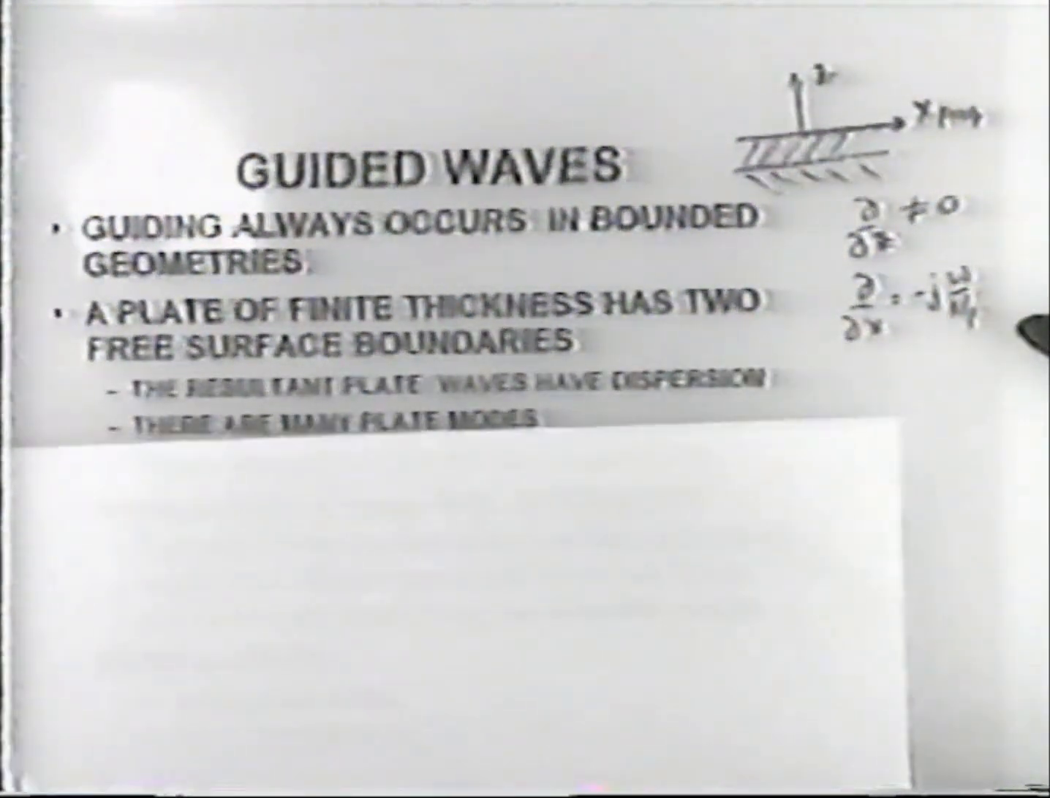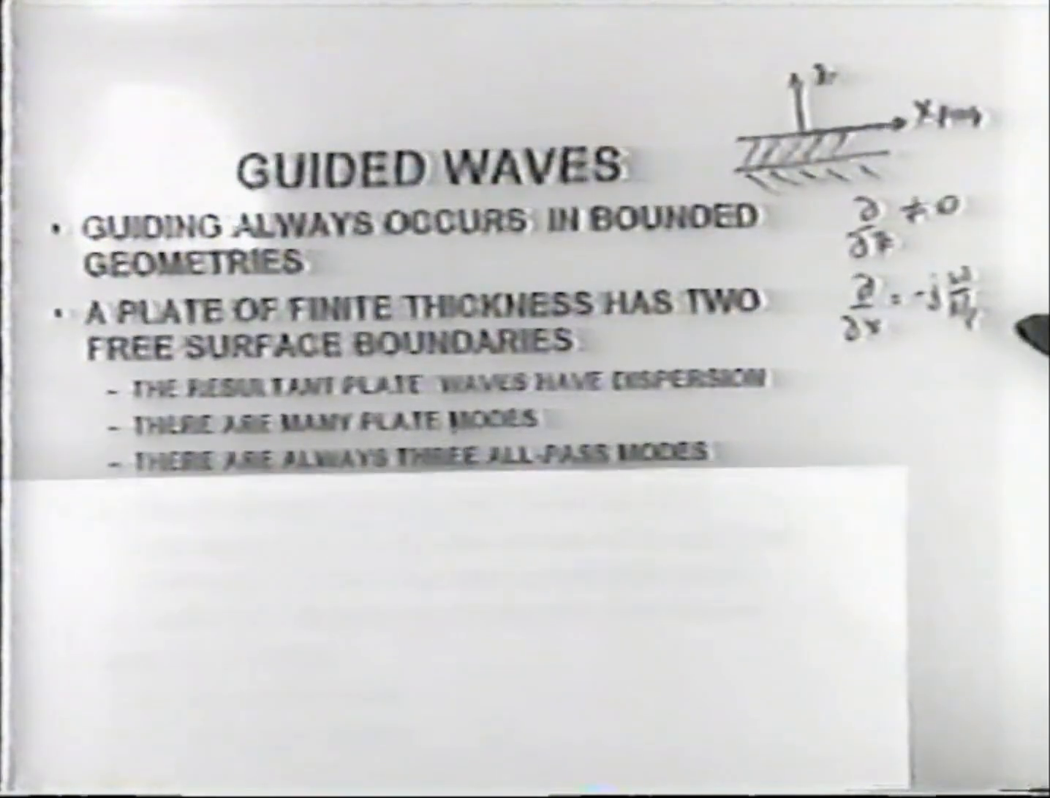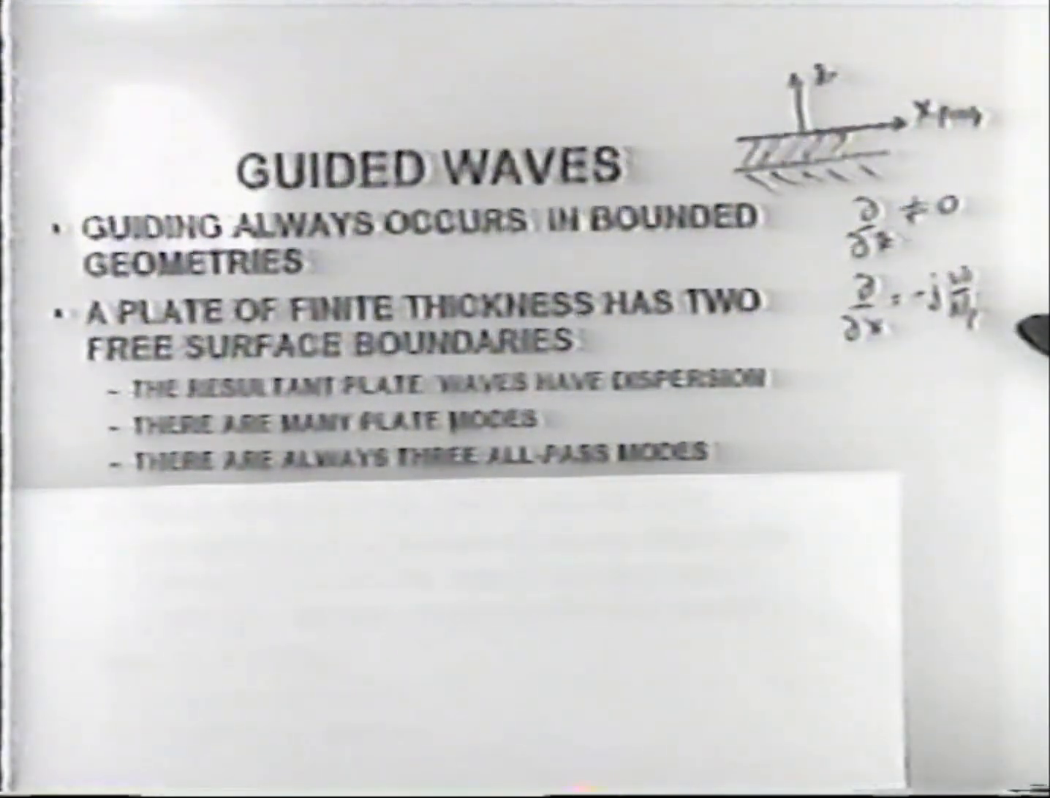So here are some characteristics that I can talk about. A plate of finite thickness, for example, has two free surface boundaries. We have two surfaces, an upper and a lower surface, so that the resultant plate wave will have dispersion. Now, what dispersion means is that the phase velocity will depend on the radian frequency.